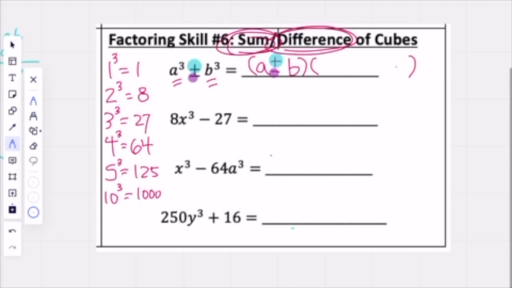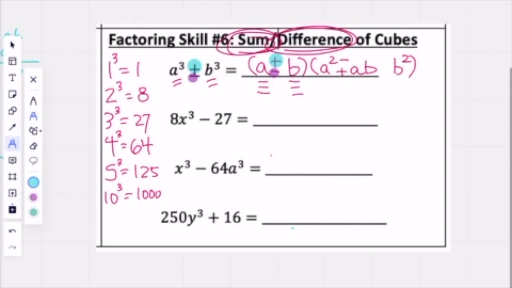So we're going to end up with a times a. A times a is going to give us a squared. Then a times b is going to give us ab. And then b times b is going to give us b squared. Now we need to fill in the appropriate signs. Now for this ab term, this is really important. The sign must be opposite what was in the original polynomial and the first binomial.